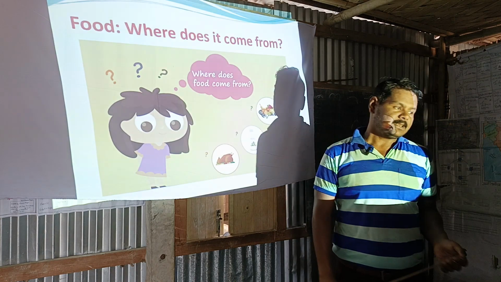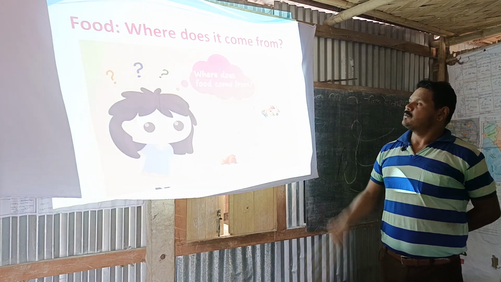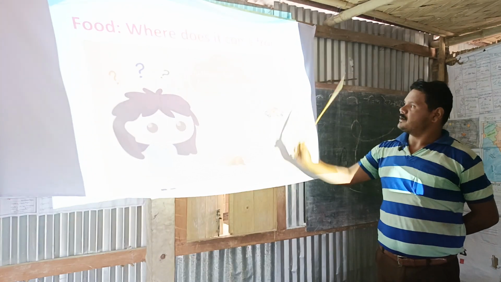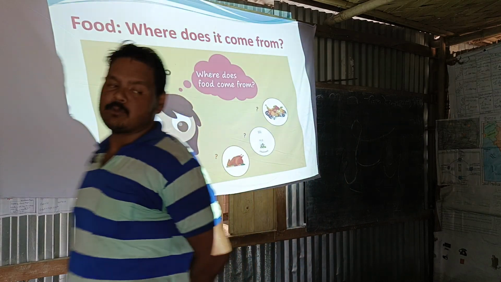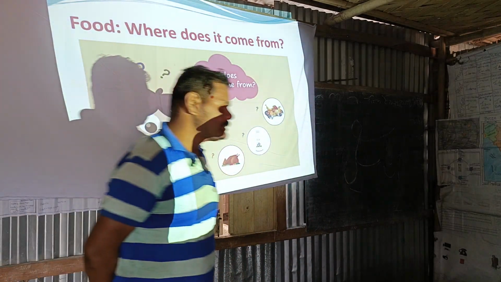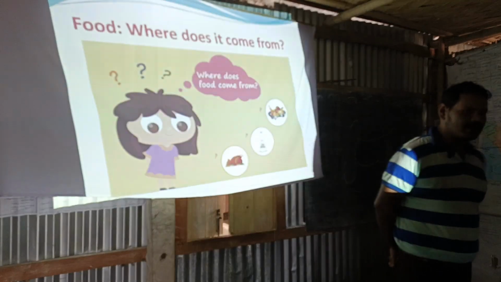So today's topic is, what is the topic today? Where does food come from? Now the main topic is food. Every individual needs what? Everyone who is staying on the earth, animal, person, everything, what do they need?